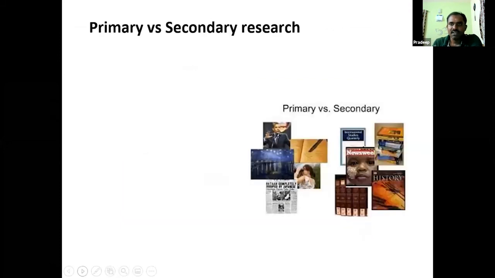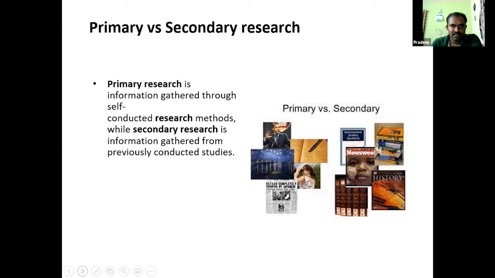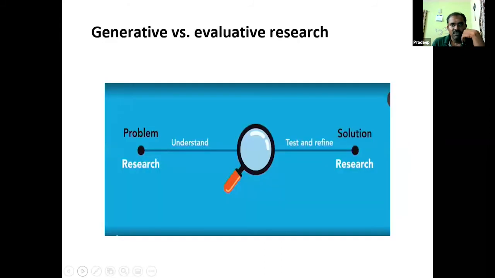So it's very simple. What is the difference between primary and secondary research? Primary is when we are doing it firsthand, and secondary is if we are getting details from some sources. Great. So primary is the information gathered for the first time. Secondary is maybe from literature or from other resources or through some white papers. Now, there is another research called generative as well as evaluative research. What do you mean by generative as well as evaluative research?